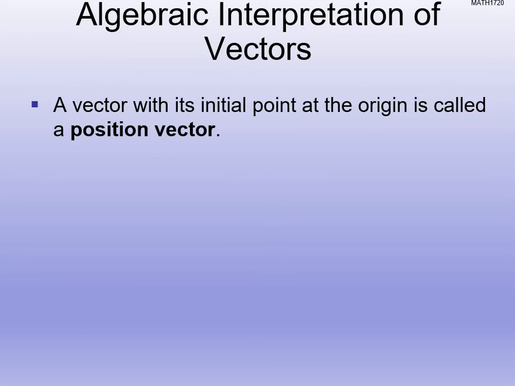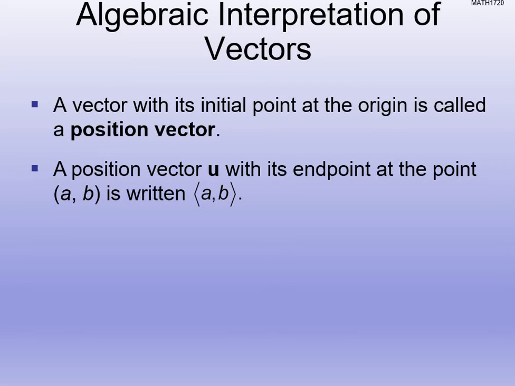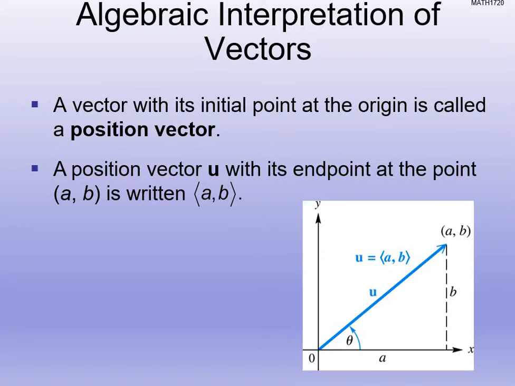So, how do we interpret vectors using algebra? What we call the vector that has an initial point at the origin, remember the origin is 0, 0, we call that a position vector. Alright, so we write a position vector, u, we're going to use u and v for most of our vectors, with its endpoint at the point a, b. So we start at the origin, 0, 0, and then the endpoint is a, b. That's a coordinate system, essentially just a Cartesian coordinate.